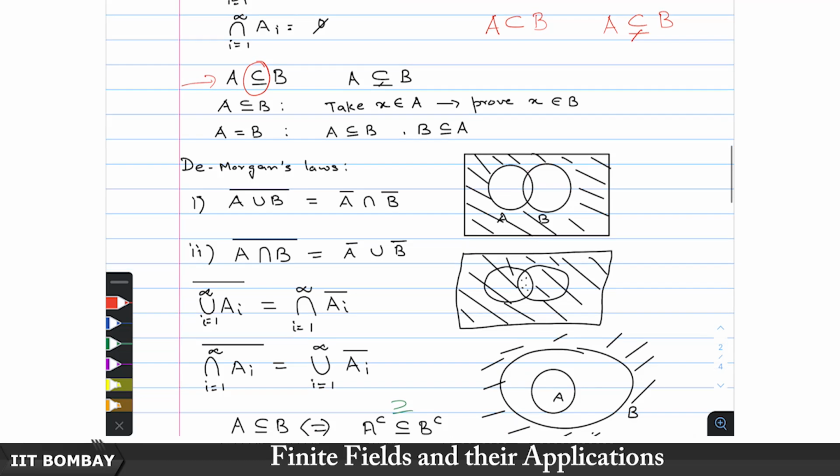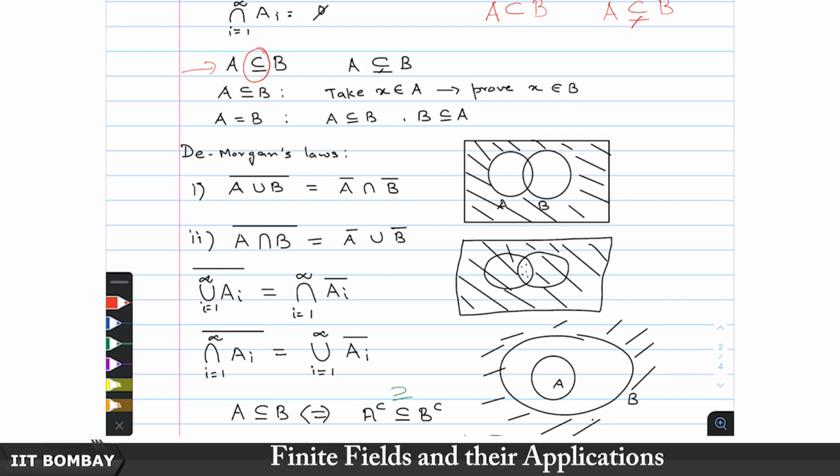Now, there is a very important result called De Morgan's law about union, intersection and complement. Let us see that. If we take two sets A and B, and take their union and then the complement, it is the same as A complement intersection B complement. This can be seen very easily using this type of Venn diagram. These are called Venn diagrams.